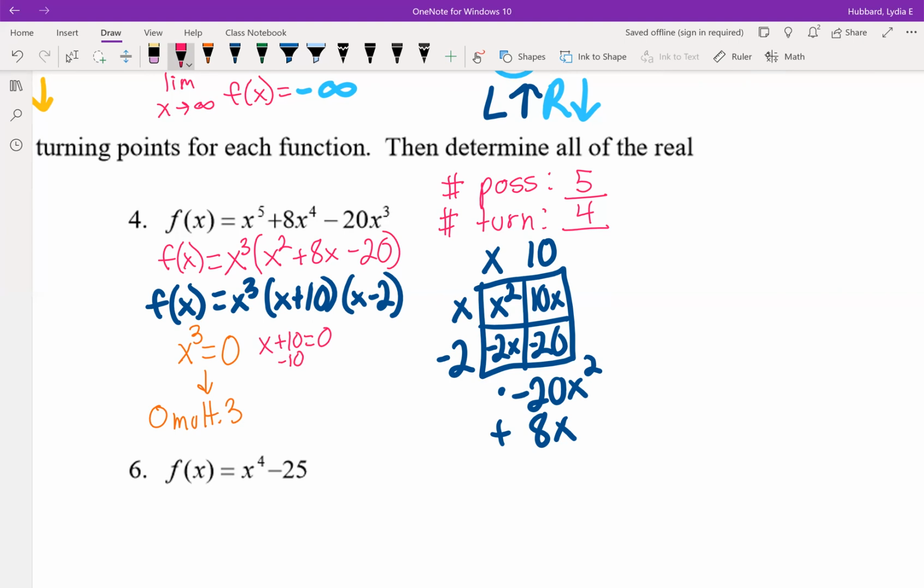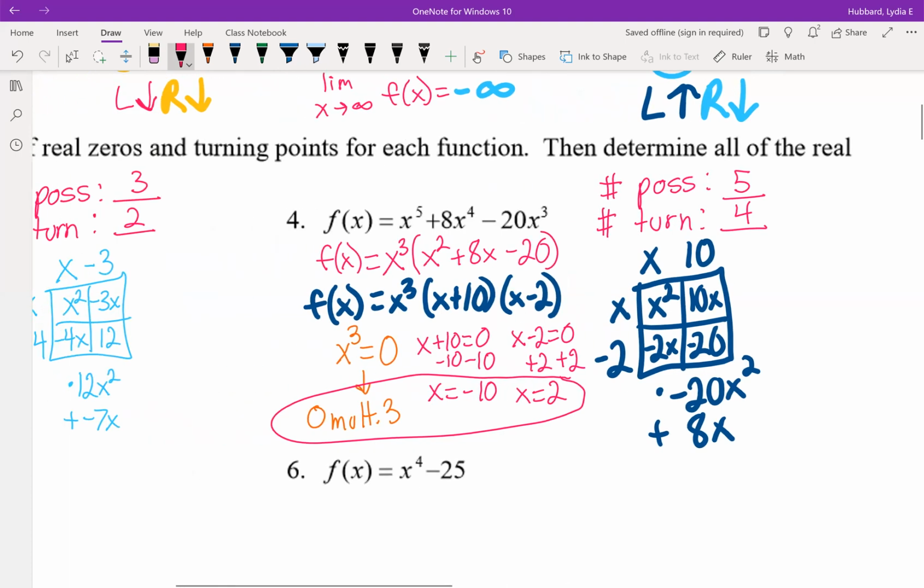So we'd subtract 10 from both sides for this one. And so we'd get that another one of our zeros would be -10. And for this third one, we would set it equal to 0, add 2 to both sides, and we would get that x equals 2. So our zeros in a list would be 0 with multiplicity 3, -10, and +2. Okay, so do not forget your multiplicities there.